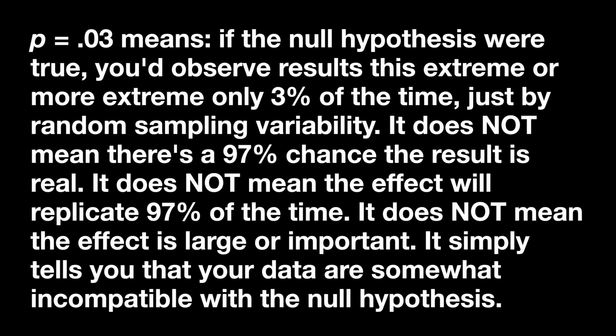Here's the right answer. P is equal to 0.03 means if the null hypothesis were true, you'd observe results this extreme or more extreme, only 3% of the time, just by random sampling variability. It does not mean there's a 97% chance the result is real. It does not mean the effect will replicate 97% of the time. It does not mean the effect is large or important. It simply tells you that your data are somewhat incompatible with the null hypothesis.